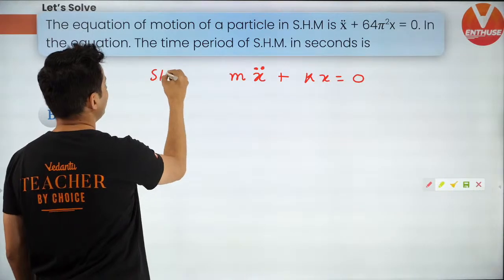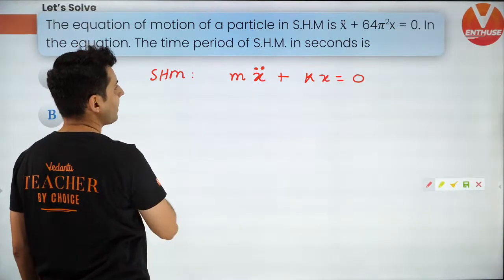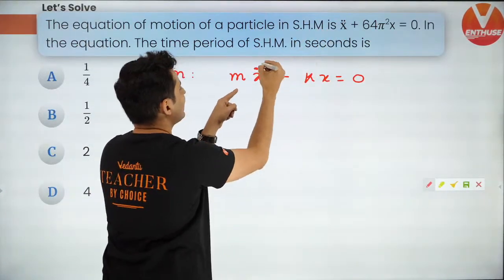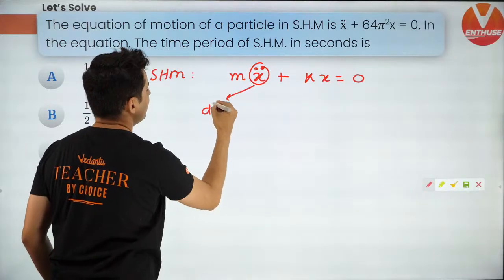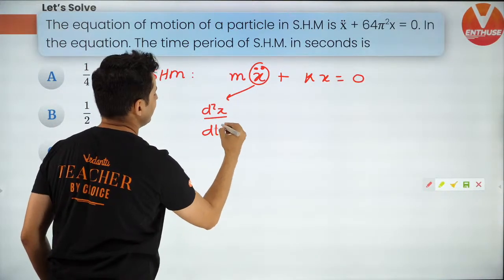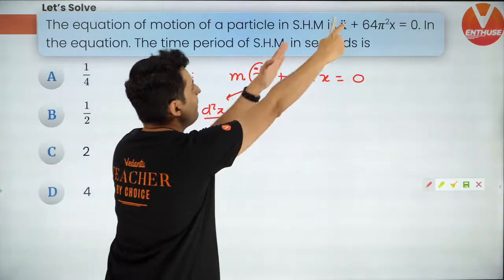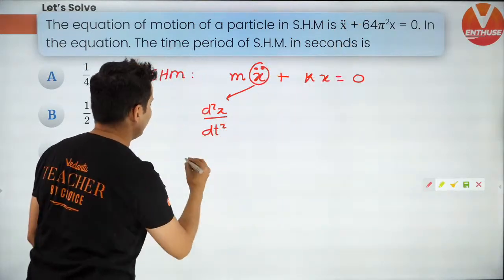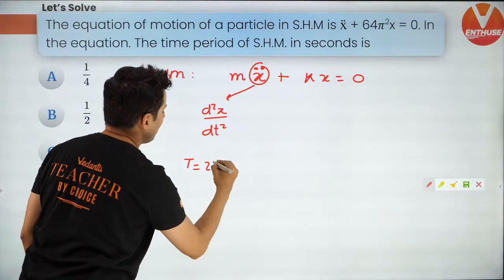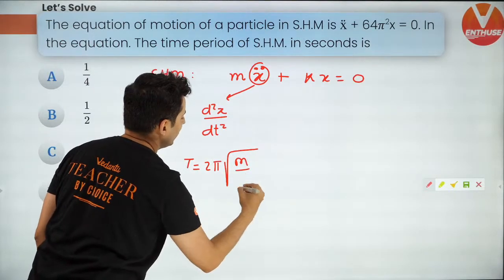Isn't this the differential equation for SHM? Now if you compare this second, this is nothing but d square x by dt square. Understand that. If you compare, you will immediately understand how to find the time period, because the time period was 2 pi under root m by k.